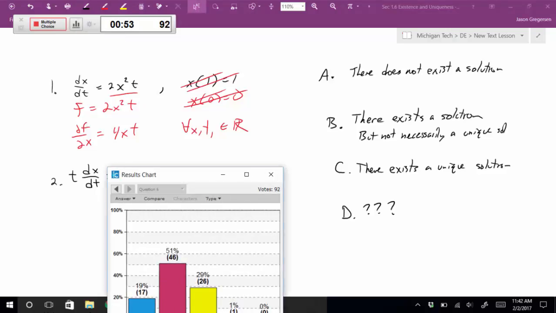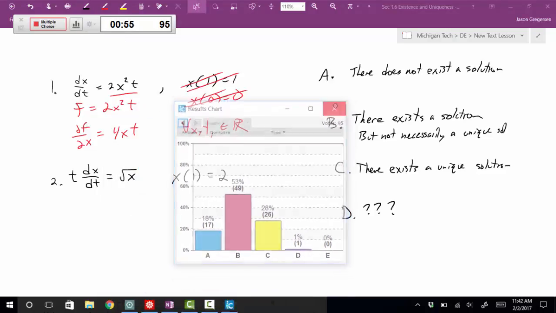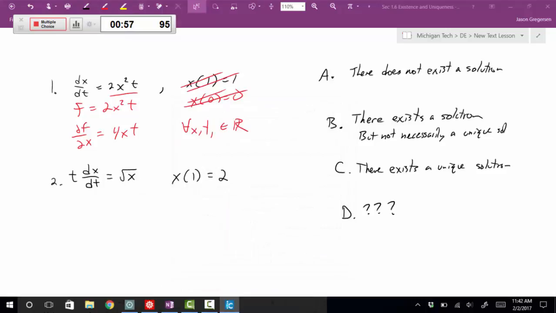All right, pretty mixed again. A little bit of A, B, and C. What am I going to do? I'm going to check out what F is. I have to divide through by T, so I get root X over T. Then I plug in my condition, 1, 2. Does there exist a unique solution there? Yeah, absolutely. Plug it in, I have no problem.